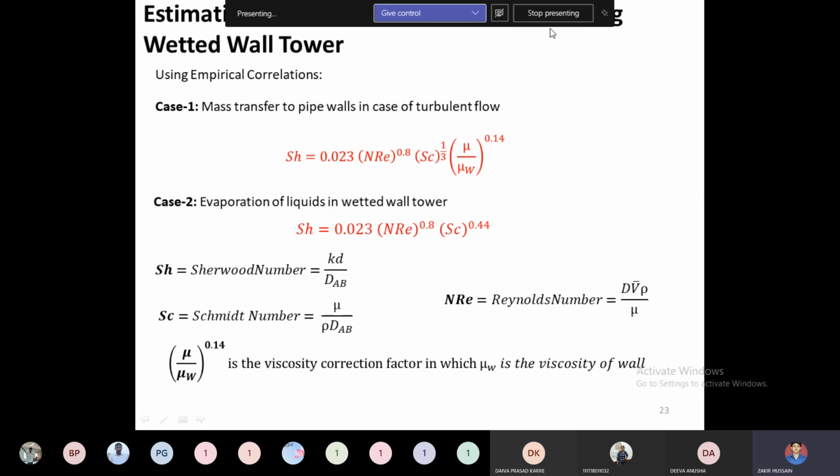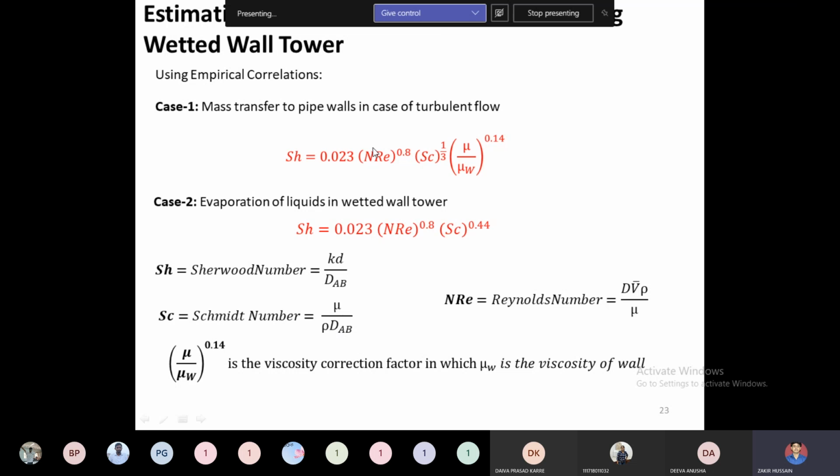The next topic in this unit is the wetted wall tower: estimation of mass transfer coefficient through the wetted wall tower. This is the last topic in your unit 1. We will use some empirical correlations here in order to evaluate the mass transfer coefficient.